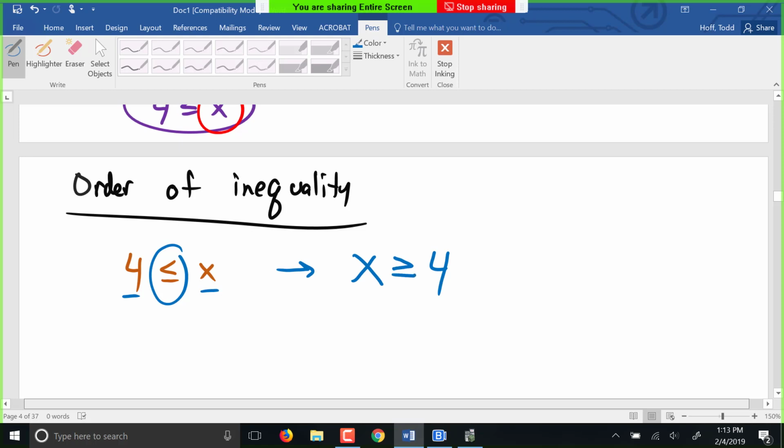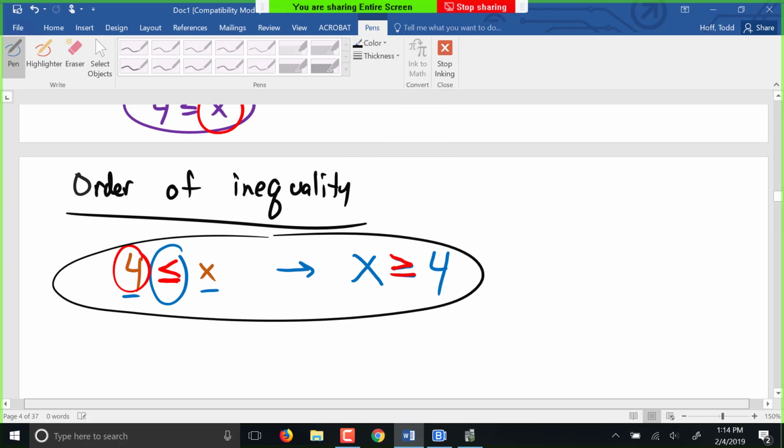X is greater than 4. X is bigger than or equal to 4. What you'll notice is this symbol points towards the 4. This symbol continues to point towards the 4. This symbol includes the or equal to. This symbol also includes the or equal to. So our symbol stayed consistent.